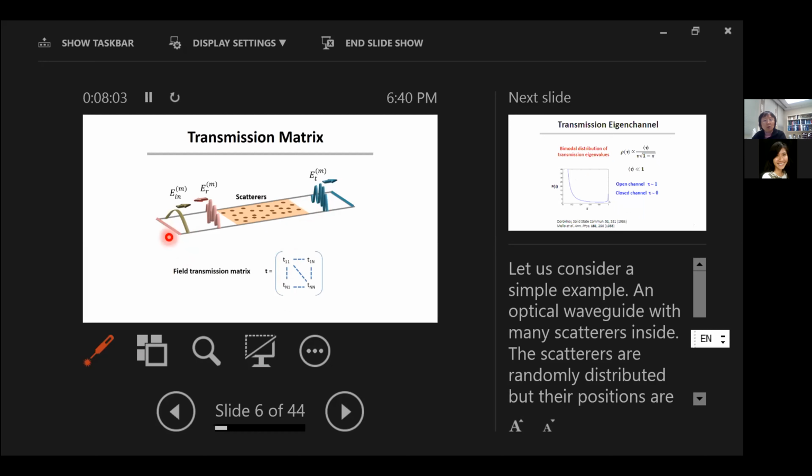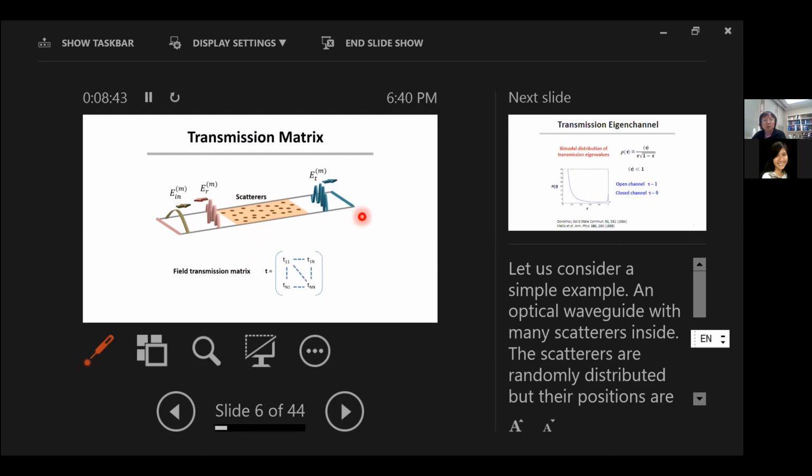Then we send in the second order waveguide mode, find out the transmission, decompose by the waveguide modes, get the coefficients, and we get the second column here. In this way, we can build the transmission matrix that is n by n, where n is the number of waveguide modes in this system. So this field transmission matrix completely connects the output field with the input field. Any arbitrary input field, you multiply by the transmission matrix and it gives you the output or transmitted field.